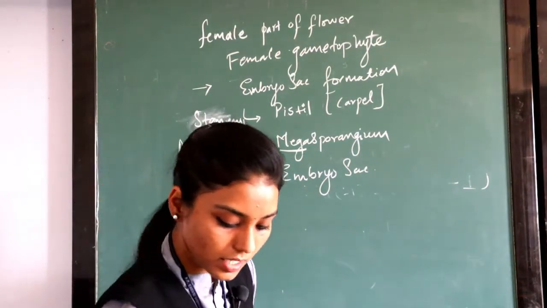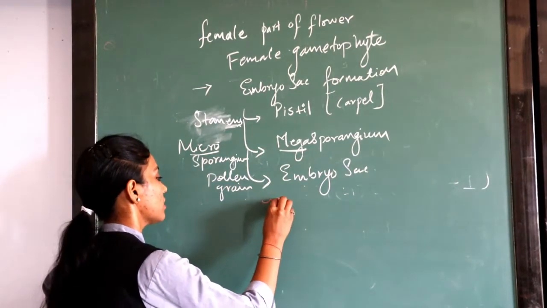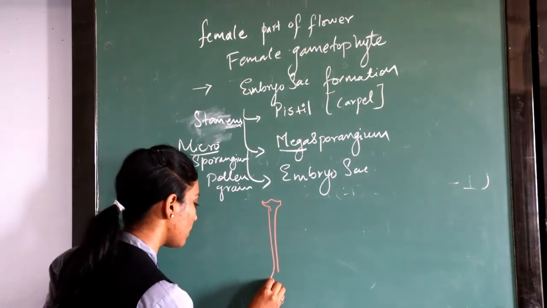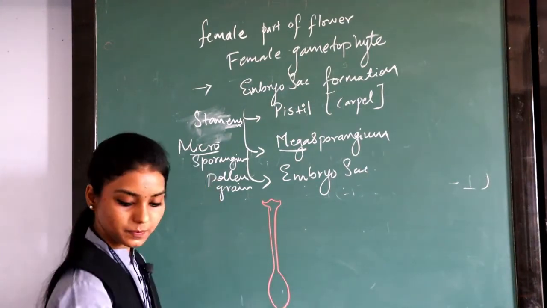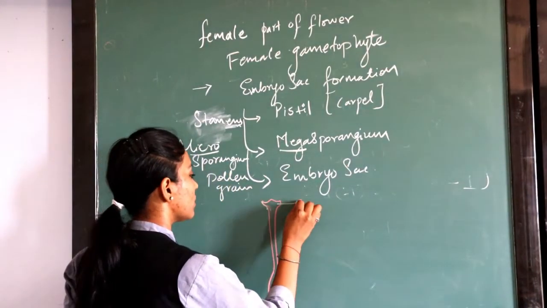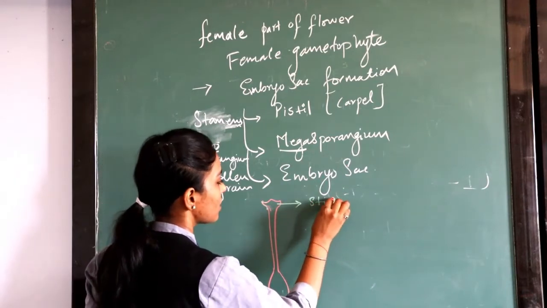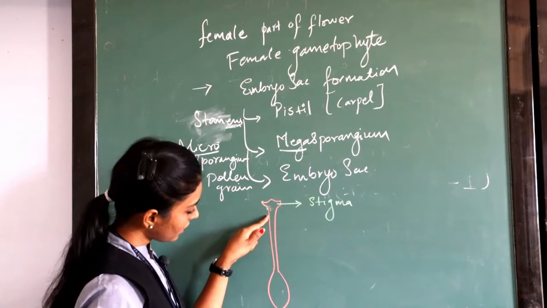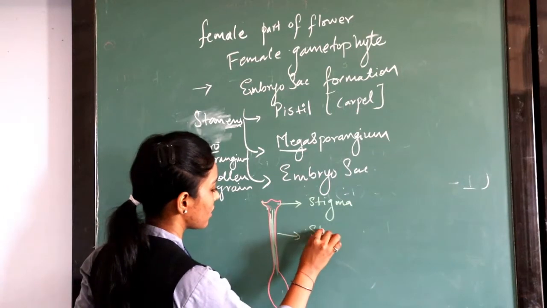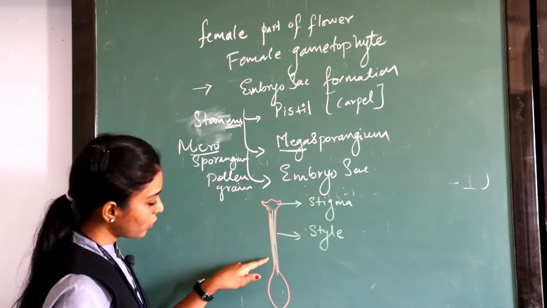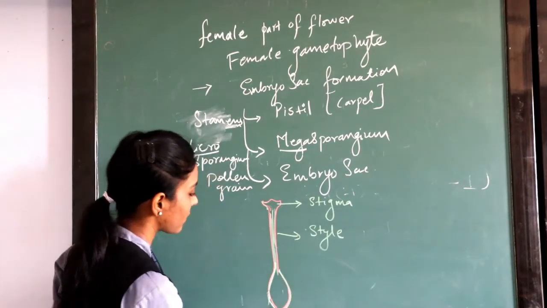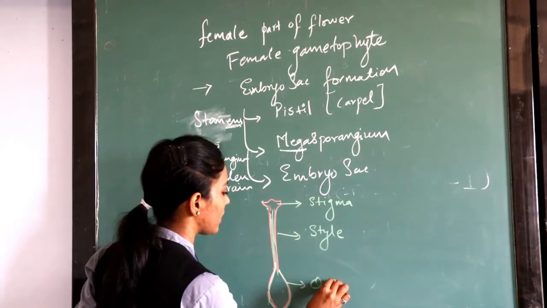Now we will see again with the diagram. See, this is how the structure of the female part of a flower looks. This part is known as stigma, and the long slender tube-like structure is called the style. And if we move further, you will see a bulging structure. The bulge-like structure is called the ovary.